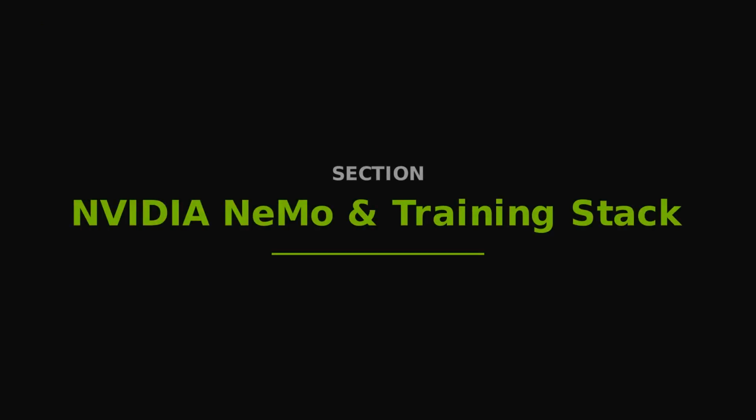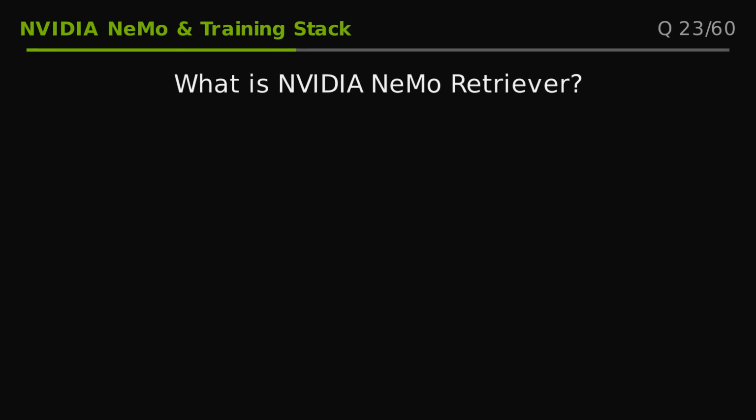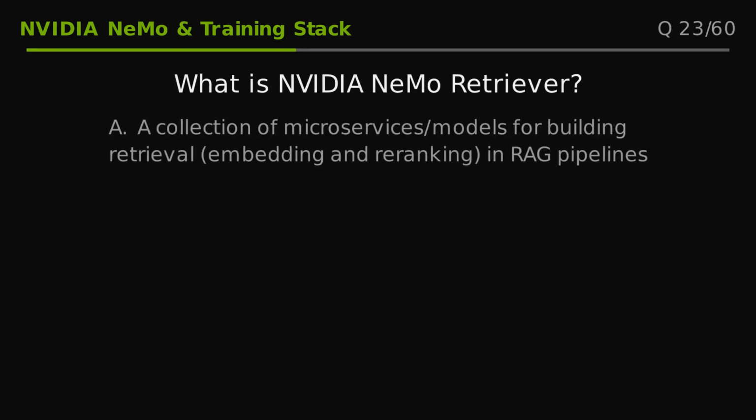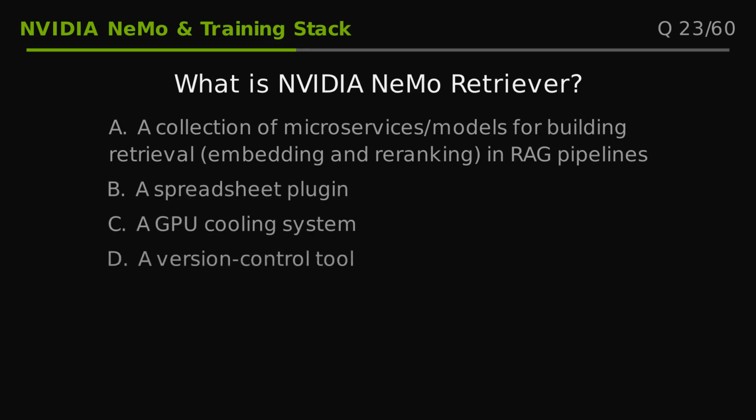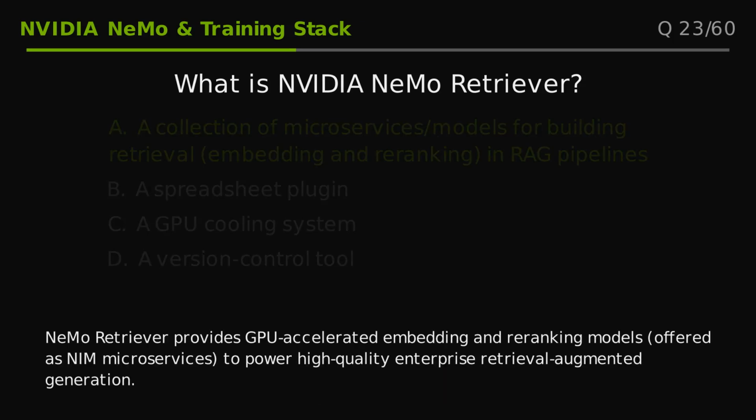Next section, NeMo and training stack. Question 23. What is NeMo Retriever? Option A. A collection of microservices and models for building retrieval, embedding, and re-ranking in RAG pipelines. Option B. A spreadsheet plugin. Option C. A cooling system. Option D. A version control tool. The correct answer is A. NeMo Retriever provides accelerated embedding and re-ranking models offered as NIM microservices to power high-quality enterprise retrieval augmented generation.